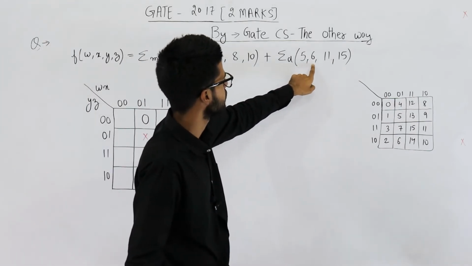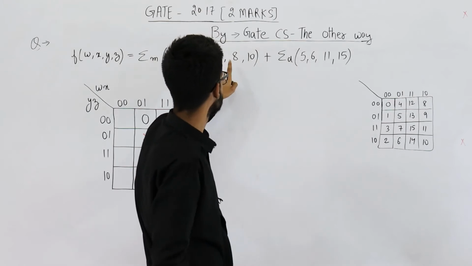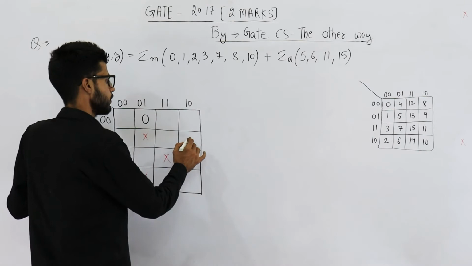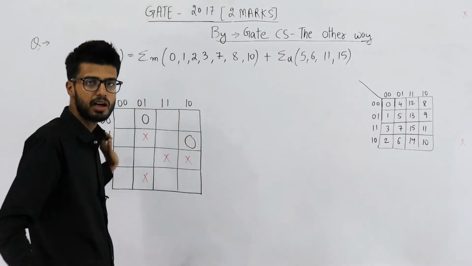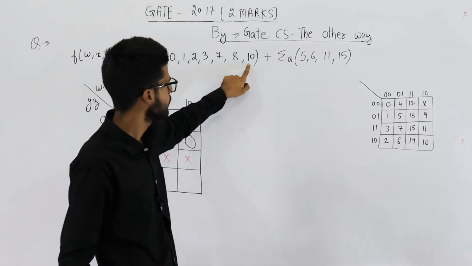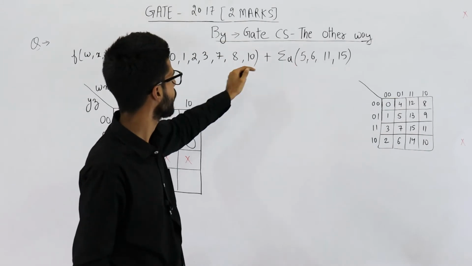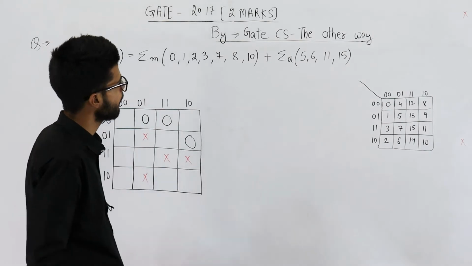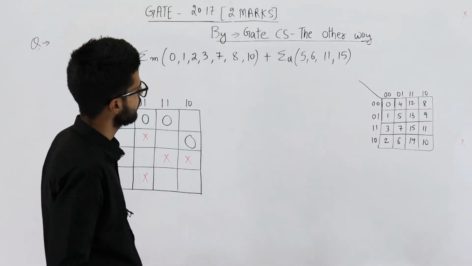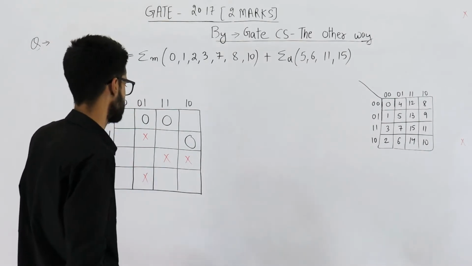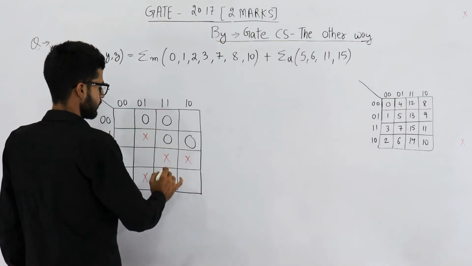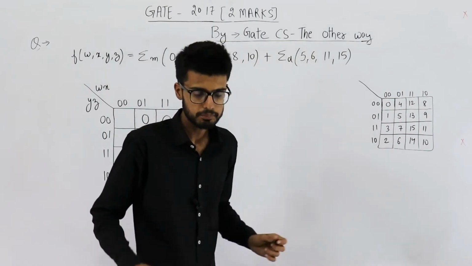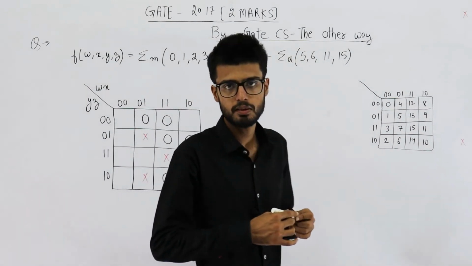After that 5, 6, they are don't cares. 7, 8, 9. 9 has to be a max term. So here also you will have the output 0. Then 10 is a minterm, 11, 12. 12 has to be a max term. That means this is also 0. After that you can see 13 and 14 are also max terms. So 13 and 14, they are max terms. 15 is a don't care. Okay. So we have found all the max terms.